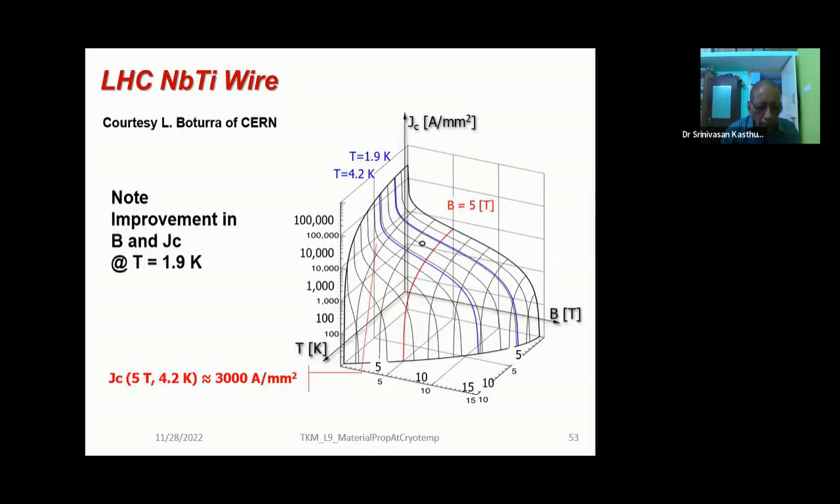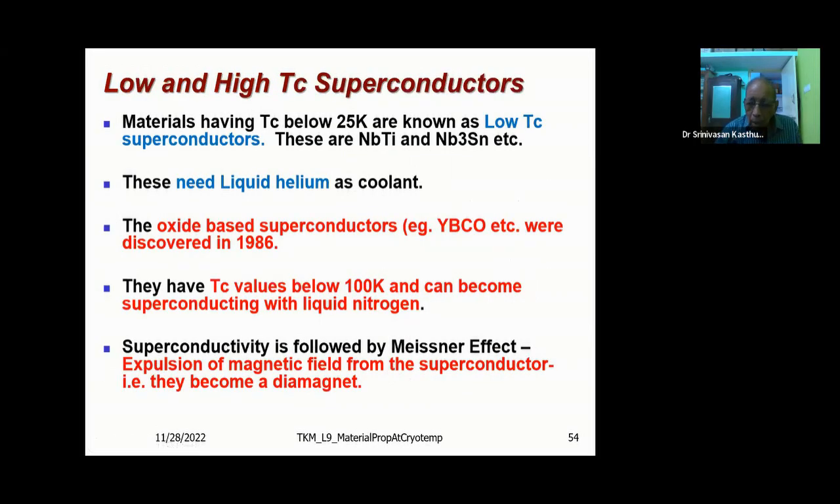For example, the critical current at 5 Tesla at 4.2 K is around 3000 ampere per millimeter square. That's the critical current. Whereas if I go to 1.9 Kelvin, this value can go to almost about 10,000 amperes per millimeter square. So this is for niobium titanium wire used in the Large Hadron Collider, courtesy of L. Botura of CERN.